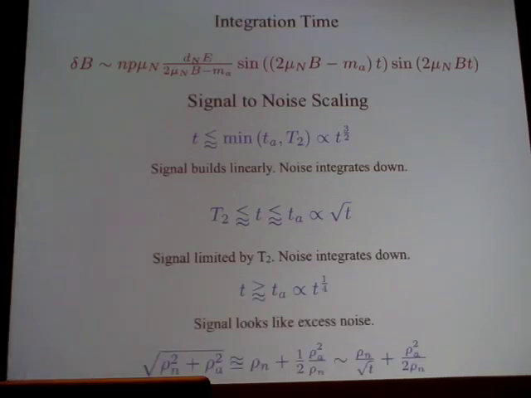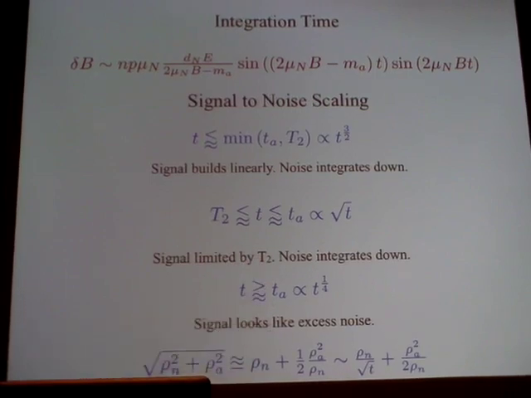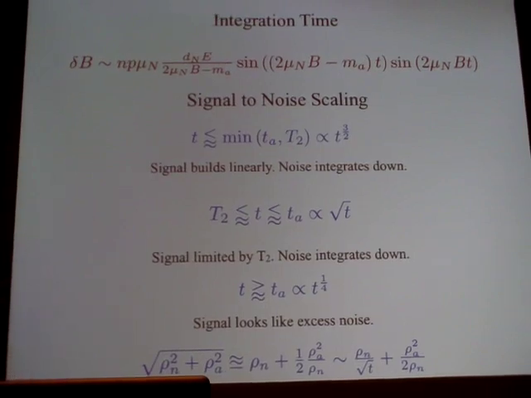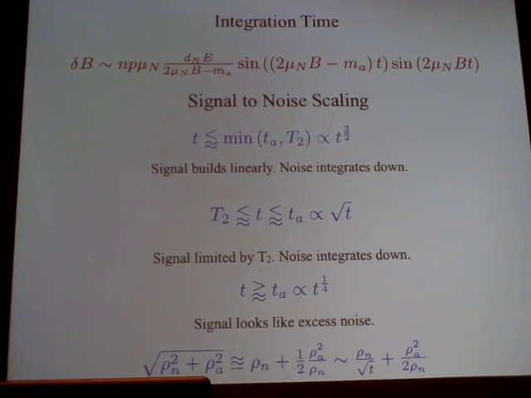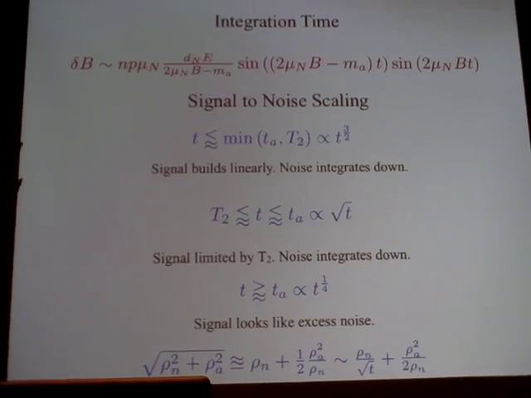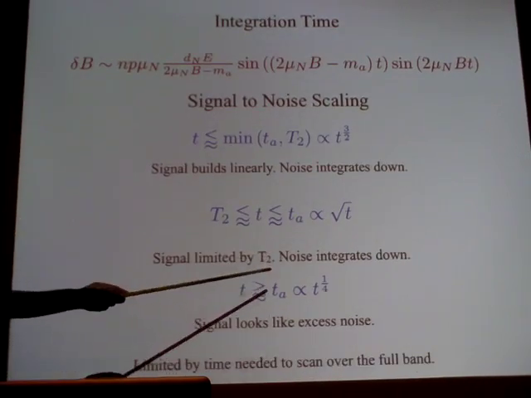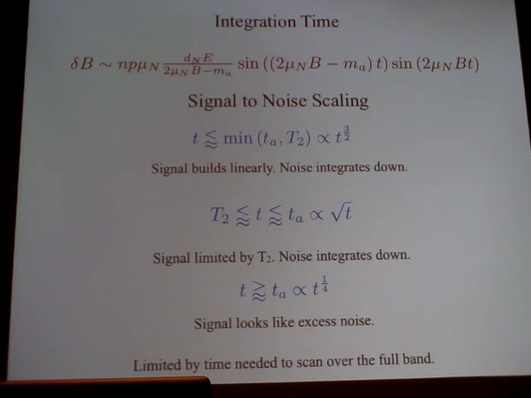The final time scale is when I'm looking at time scales much longer than the axion coherence time. Over this time scale, the signal just looks like excess noise. The axion field itself is noisy, it's changing a lot, and this just looks like noise. So the statistical question I'm asking is, is there more noise in one frequency bin relative to the one next to it? And if you do the statistics right, you basically realize that the signal to noise goes up as t to the 1/4.